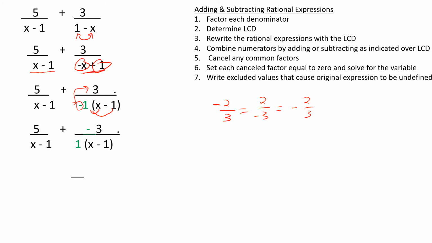So then that leaves us with the same common LCD. And so we have 5 plus a -3, which is 2. And we ended up with 2 divided by x minus 1. Again, we did not have to cancel any common factors, set anything equal to 0, so we didn't have to do these last 3 steps. That would be your final answer.